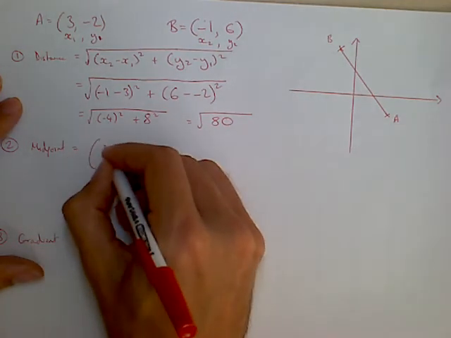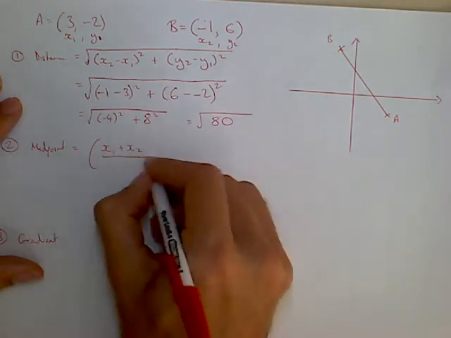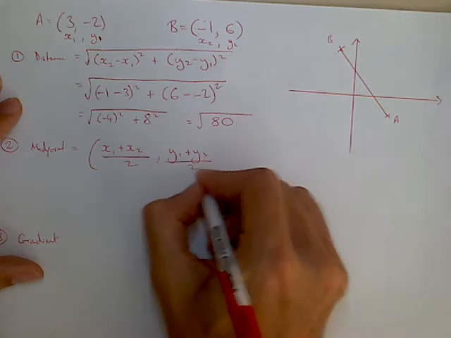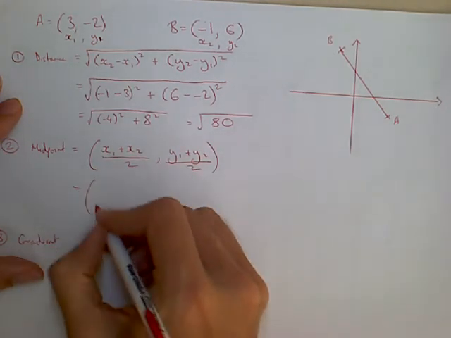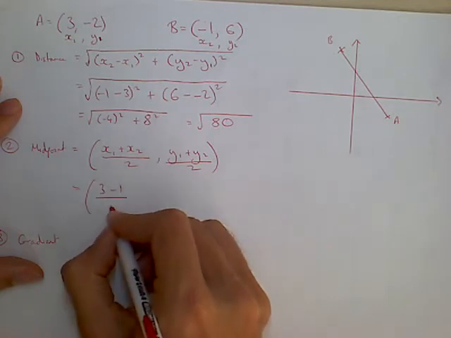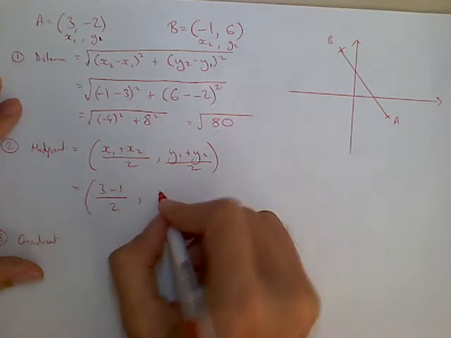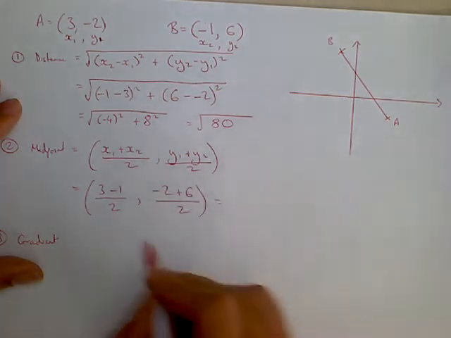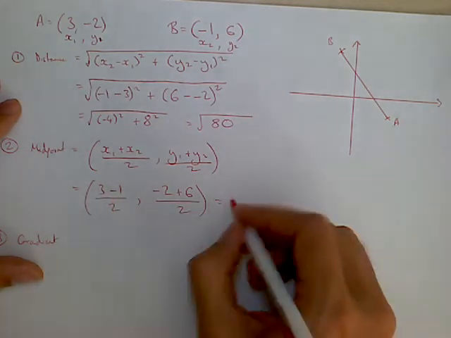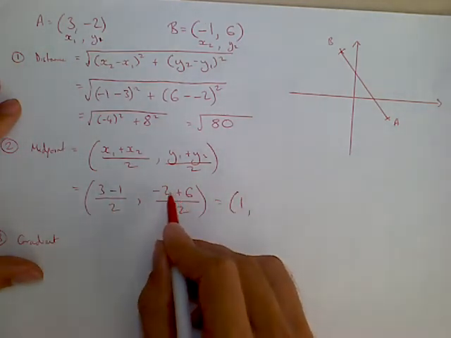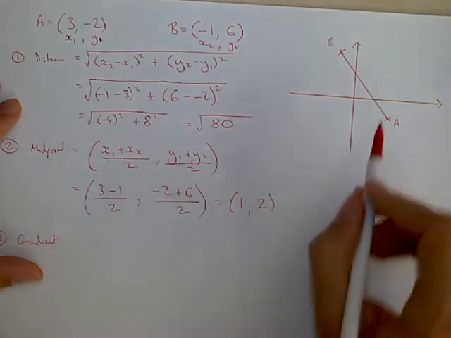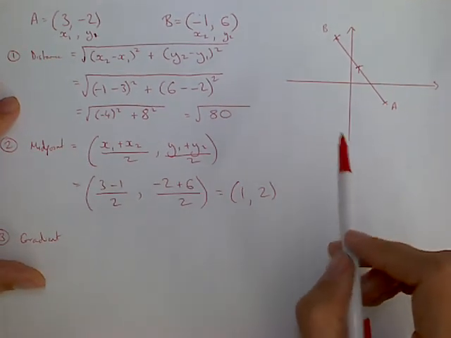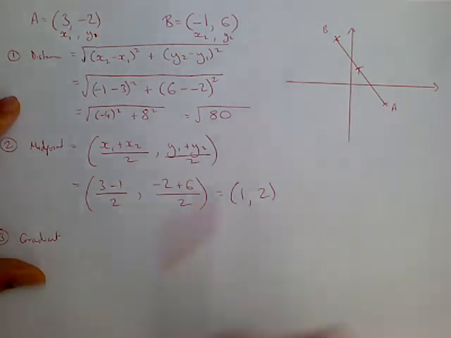Midpoints are worked out by the following formula: add the x coordinates together and divide by 2, add the y coordinates together and divide by 2. So 3 add negative 1, that's just 3 take away 1, divided by 2, and then y1 add y2, so minus 2 add 6, divided by 2. What does that give me? 3 take away 1 is 2, 2 divided by 2 is 1, minus 2 add 6 is 4, 4 divided by 2 is 2. For my midpoint, that seems to fit in approximately with the position that I might expect it to be in, 1, 2, that seems quite reasonable.